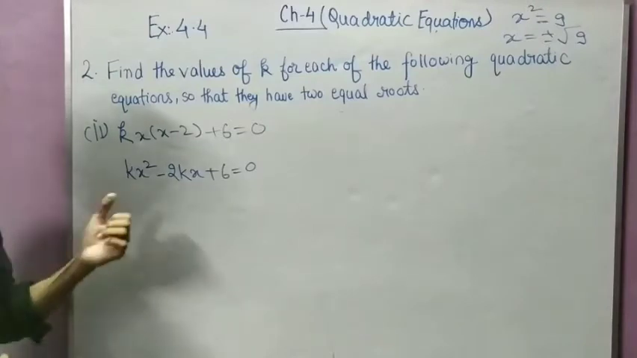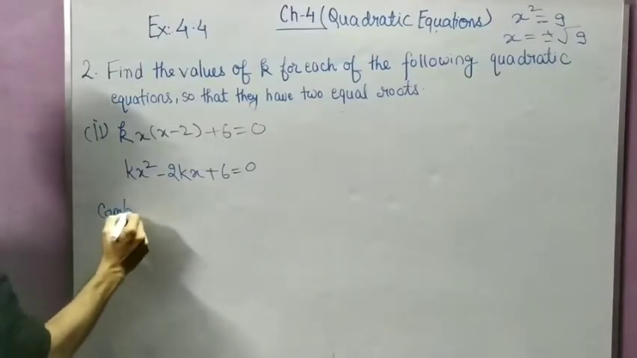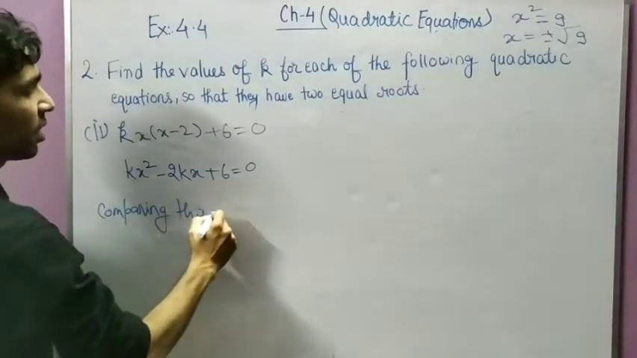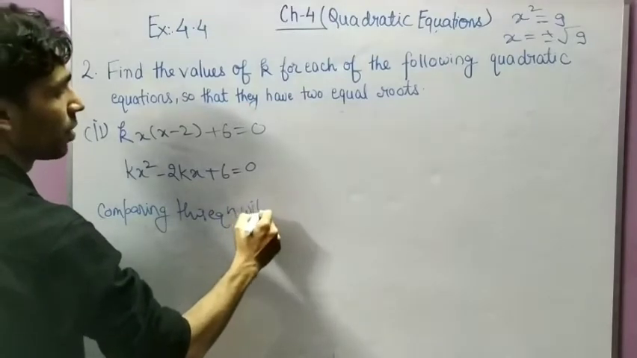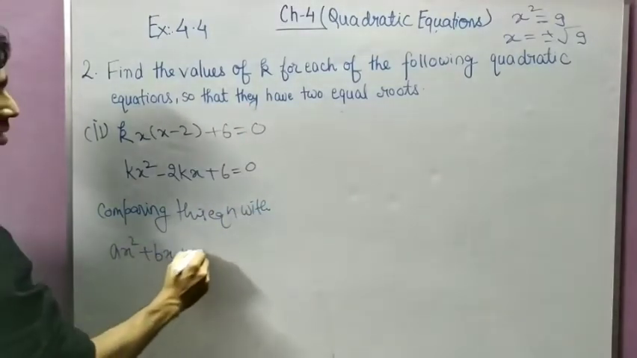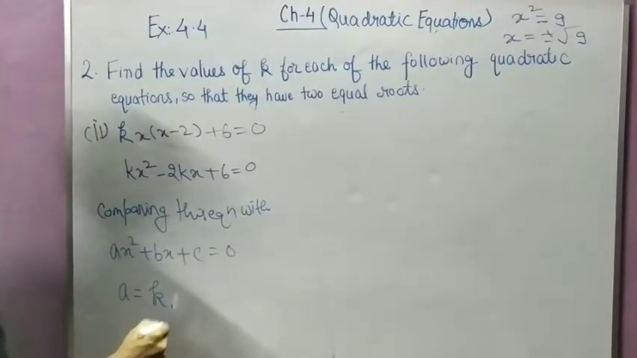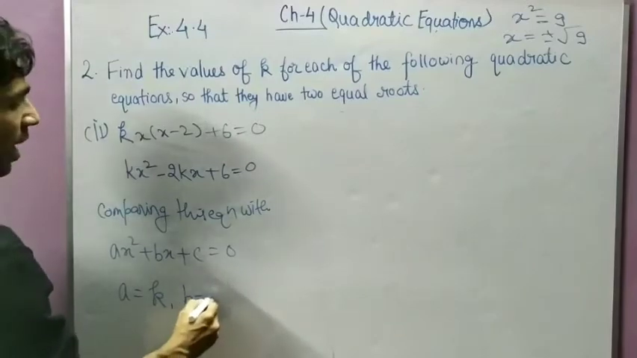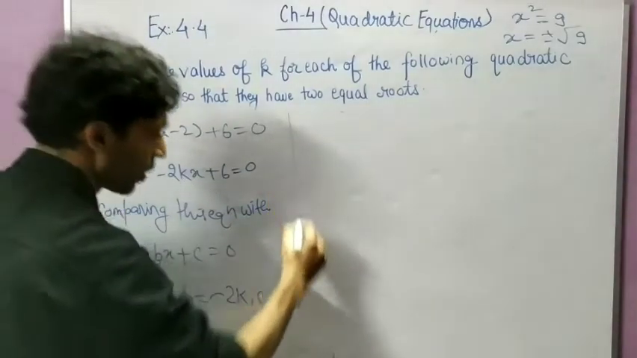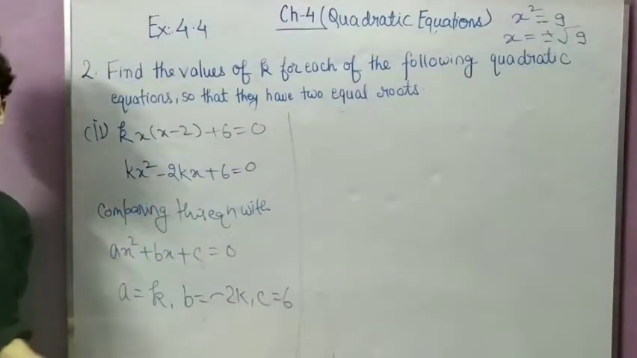Okay, when you compare this equation with the general form ax square plus bx plus c equal to 0, we will get a equal to k, b equal to minus 2k and c equal to 6. Okay, this much we got from comparing this equation to the general form.